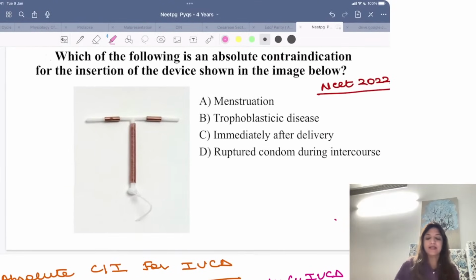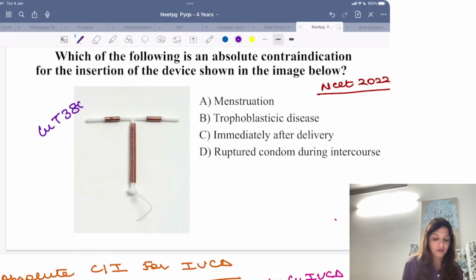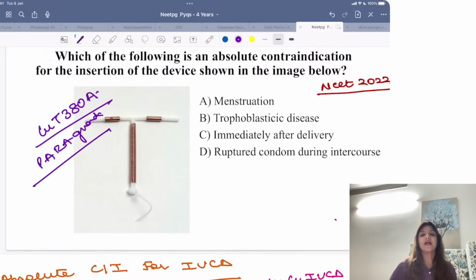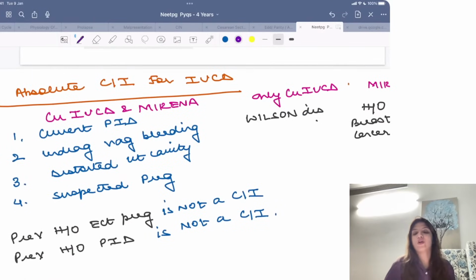Then, which of the following is an absolute contraindication for insertion of the device? Now, which device is shown over here? This is copper T380A. What is the other name? It is Paragard. Right? And what is an absolute contraindication? Absolute contraindication for copper IUCD.